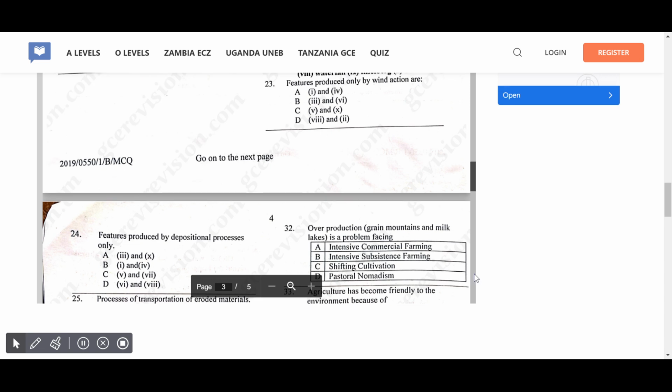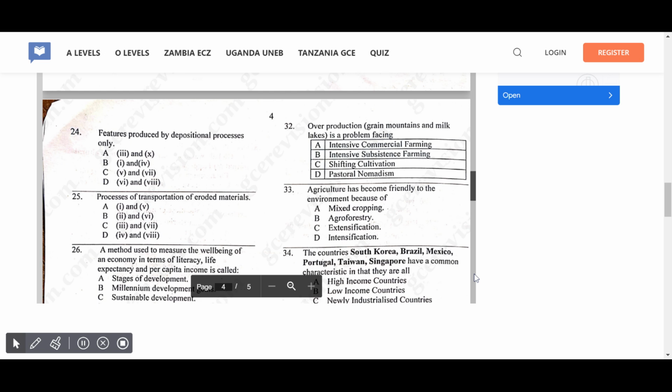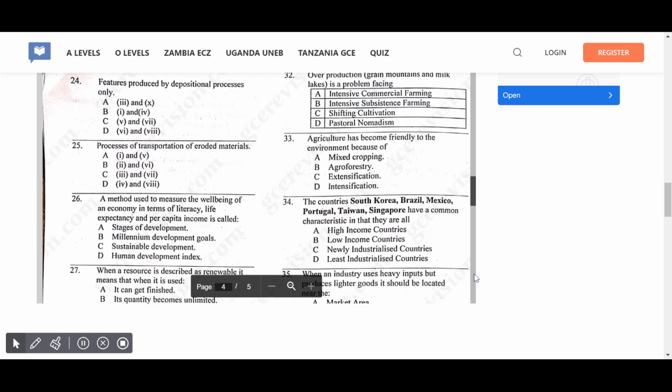Question 24. Features produced by depositional processes only. The answer is A, which is 1 and 5.